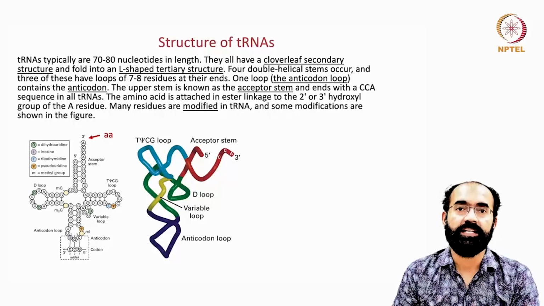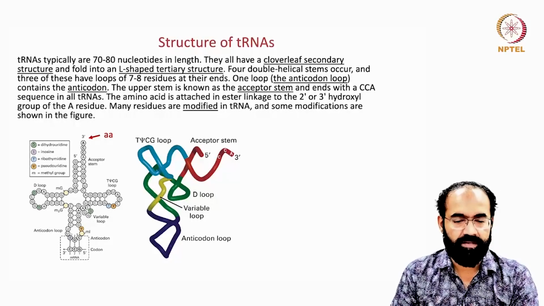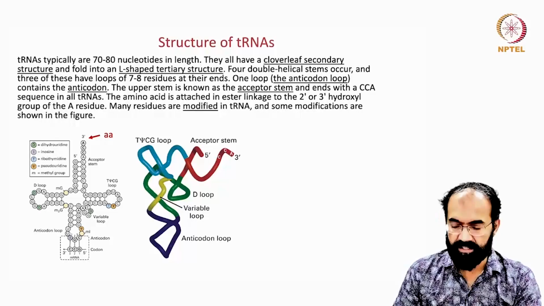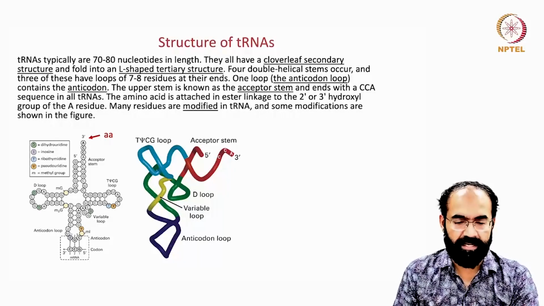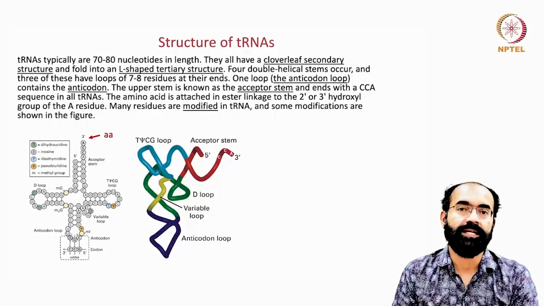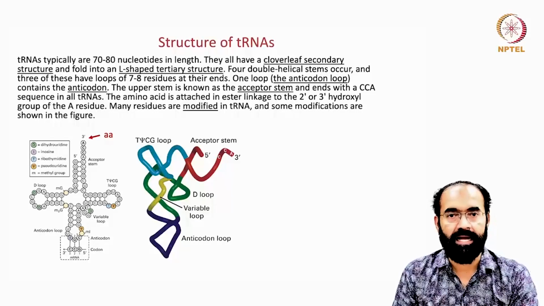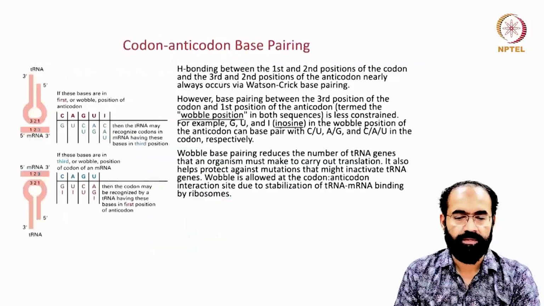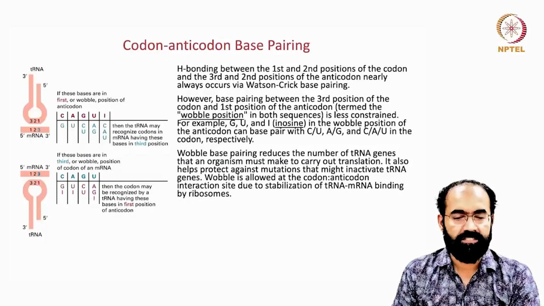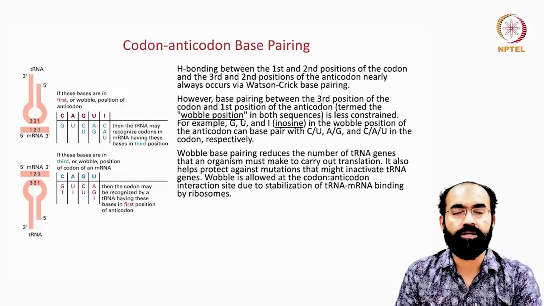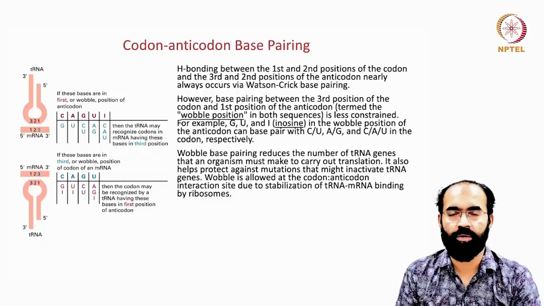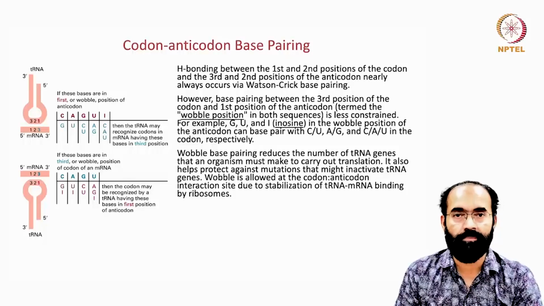So we were here in the previous class, where we were looking into the structure of the transfer RNA with regards to its amino acylation and the modification of the tRNA ends. Now let us move on to the codon-anticodon base pairing. We have discussed this extensively, and it is quite simple to understand.